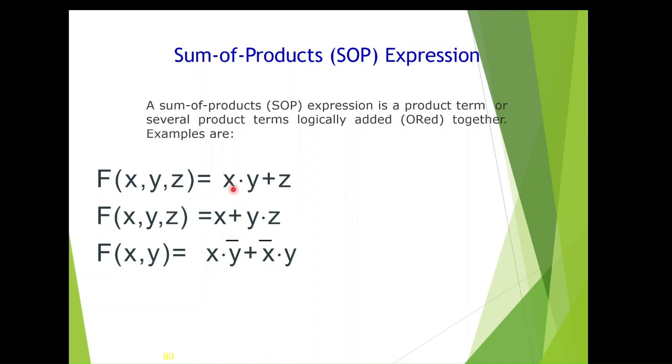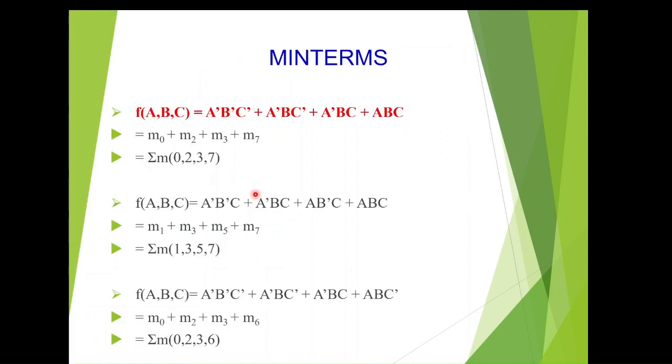Other examples are x dash y plus z, x plus y dash z, and x dot y bar plus x bar y. As you see, these are all product terms, but they are not min terms. We can convert them into min terms, and we'll do that later.